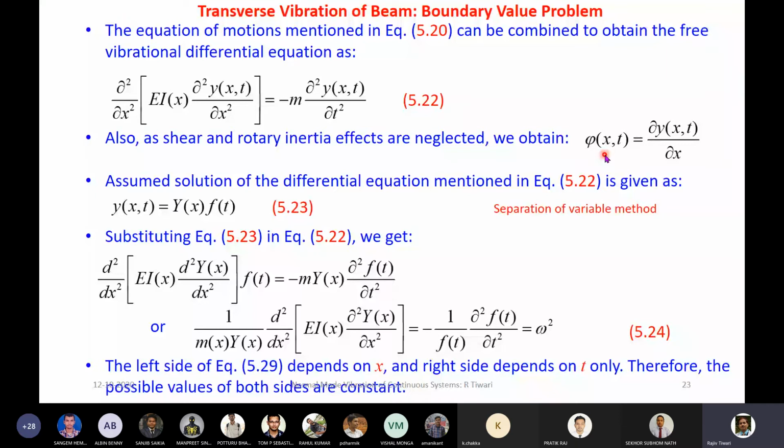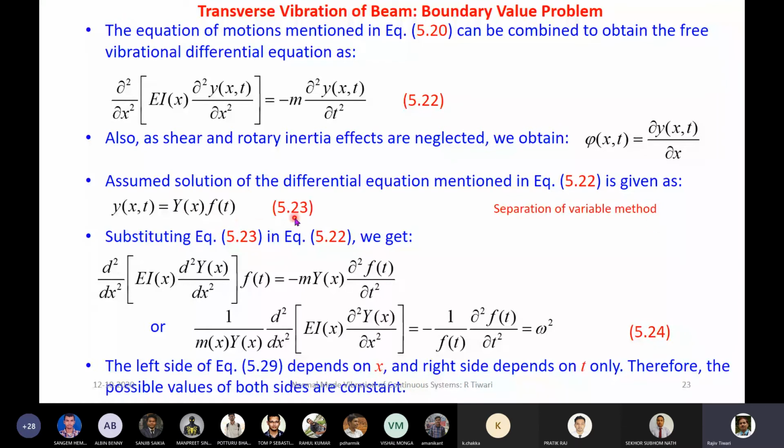This is a partial differential equation of fourth order. Y is having differentiation with respect to x as well as time. So we are using the separation of variable method to solve this. We are assuming a solution y(x,t) as capital Y, which is a function of x alone, and f, which is a function of time alone. This is the standard separation of variable method.